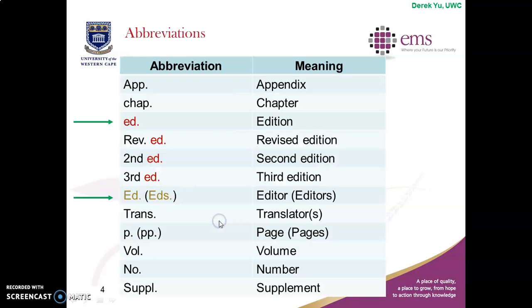So I repeat, the reference list means the sources that you really used and mentioned in the main text of your research essay. And when you do the reference list, there are some abbreviations you must be mindful of, especially these two. Small letter ed with the dot means the edition of the book. But if we have Ed starting with a capital letter, it means the editor or editors of the research book.